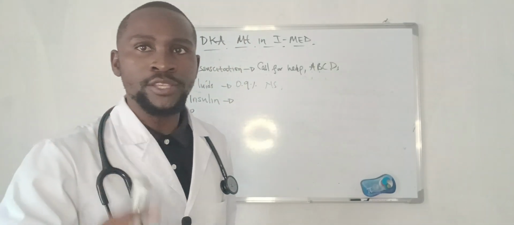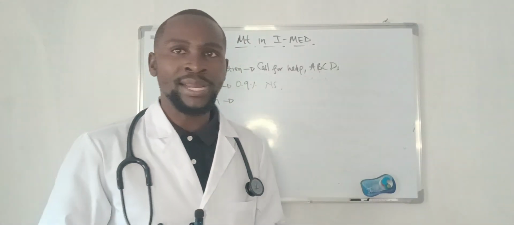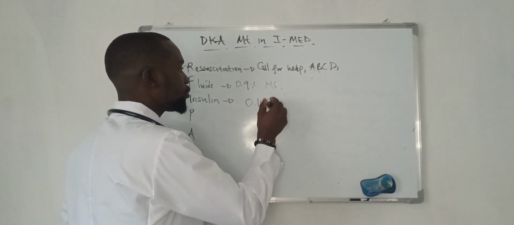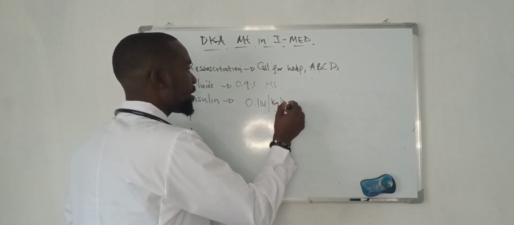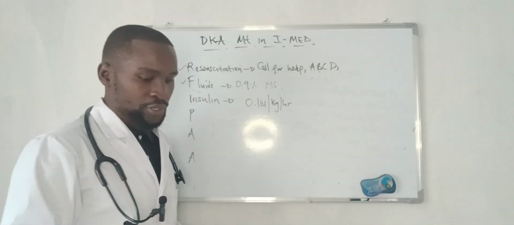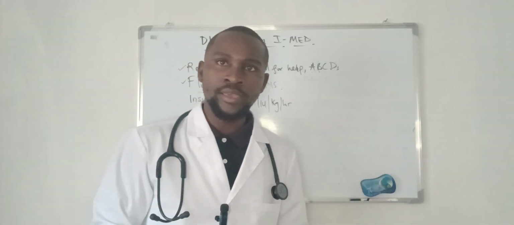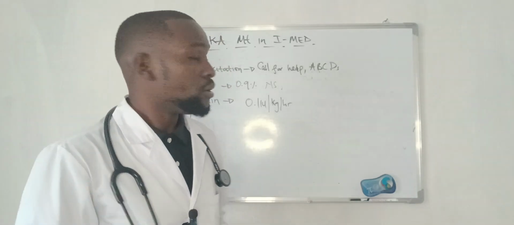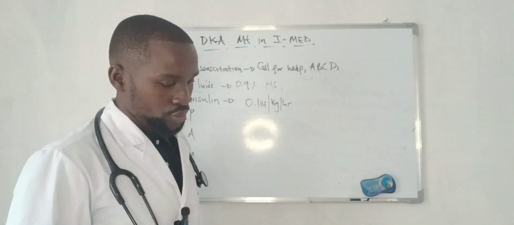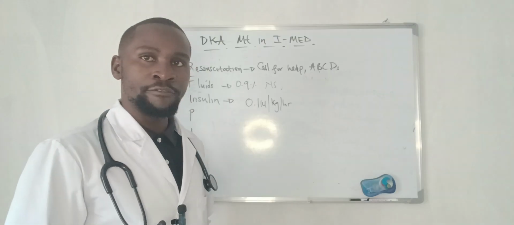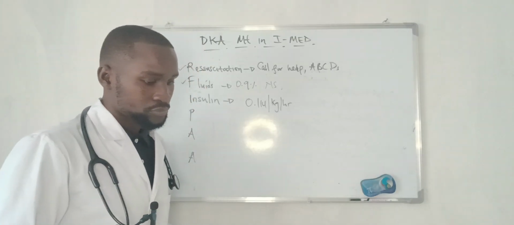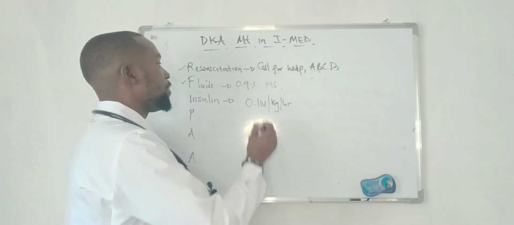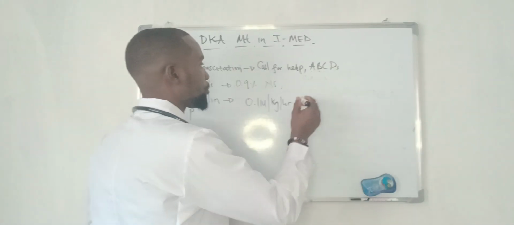So how do you give the insulin now? Because you want to correct the hyperglycemia. Insulin is given at 0.1 international units per kg per hour. So this is the dose of insulin you are going to be given in DKA. You are going to be giving it IV as an infusion. Okay, 0.1 international units per kg per hour IV insulin.